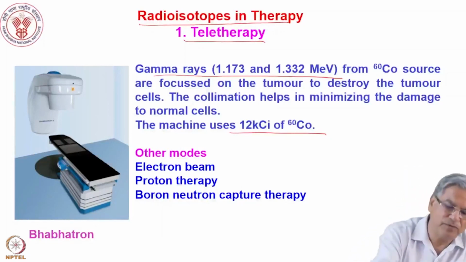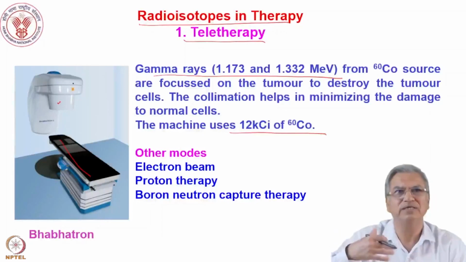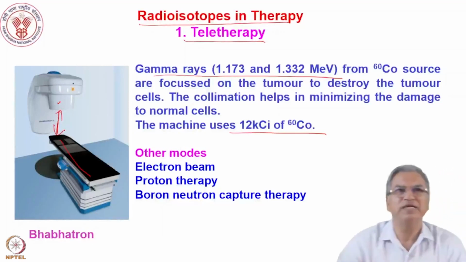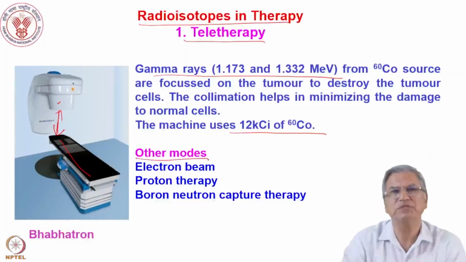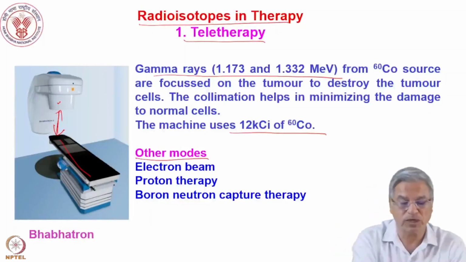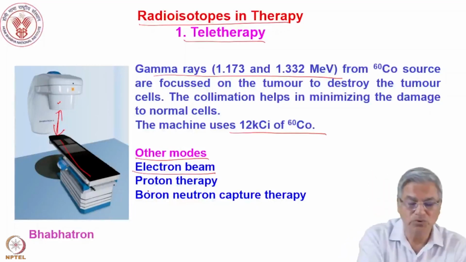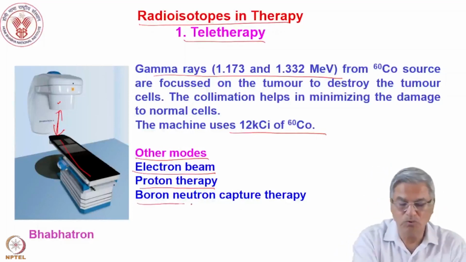So this is where the patient lies, and this is the machine with the cobalt source. It is sealed, and the cobalt-60 emits gamma rays to irradiate the particular organ. Though cobalt-60 is most commonly used, there are now advancements going on. You can produce gamma rays from an electron beam by means of Bremsstrahlung, you can use protons for therapy, and you can use boron neutron capture therapy.